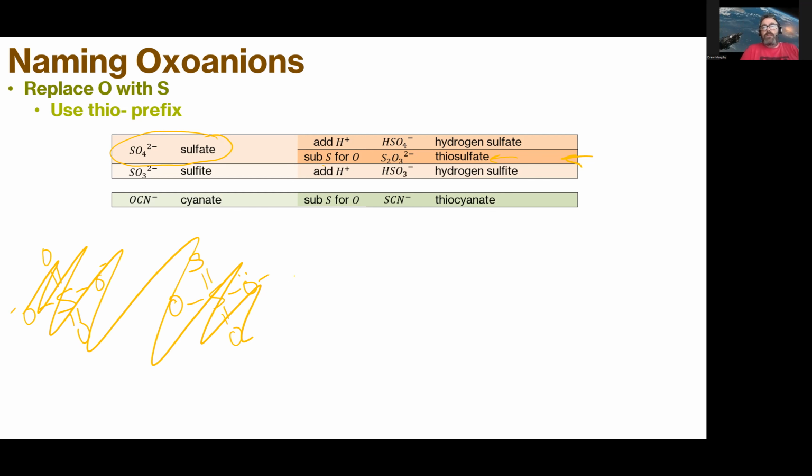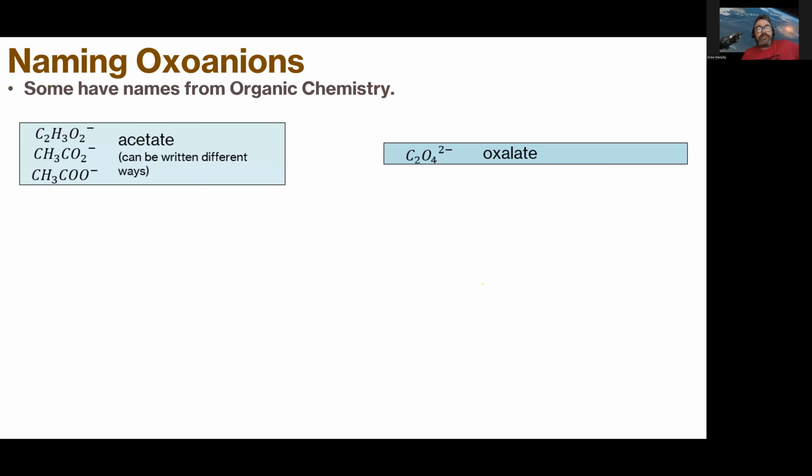We will often work with thiocyanate more than we work with cyanate, just because it's more common, and it's a little bit more stable. But again, the naming convention is still there. Cyanate becomes thiocyanate. There's a bunch of oxoanions that come from organic chemistry names. This is because these are related to organic acids, and we're not going to go there.